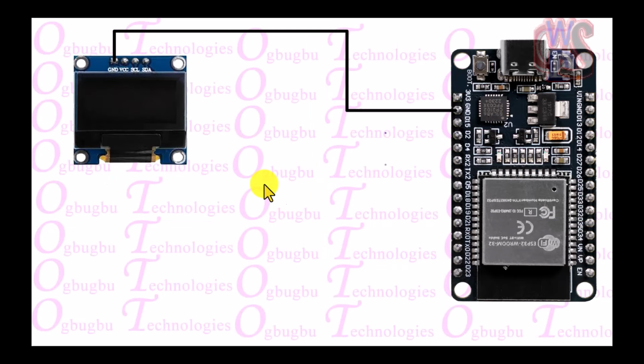So first, on our screen is the connection of ground from our OLED display to our ESP32. As you can see, this is very clear and bold. I make sure this image is a high definition image with high resolution so that you can see clearly. This is GND on the board, and this is GND on the OLED display.